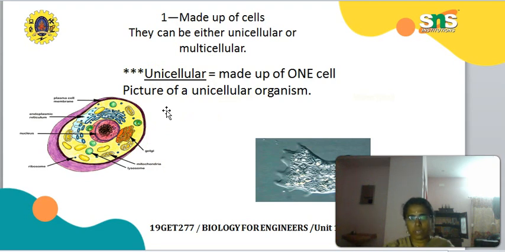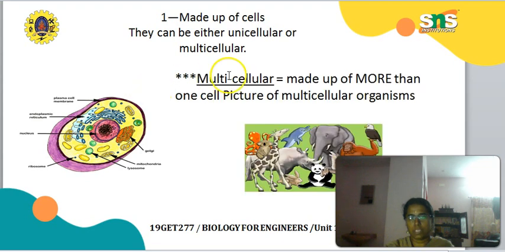This organism is made up of only one cell. That is unicellular; the name itself tells us. Next one is what? Multicellular. In multicellular organisms, the body is made up of more than one cell. In the ribosome and the nucleus, this big nucleus forms the difference between the multicellular organism.